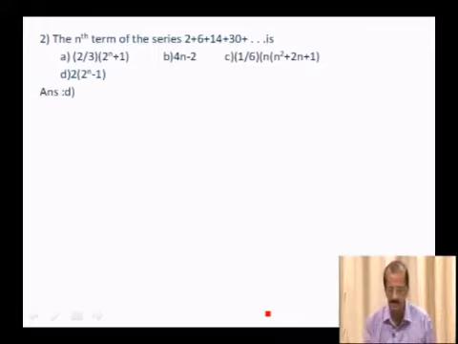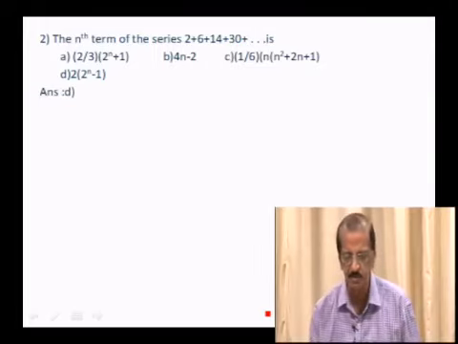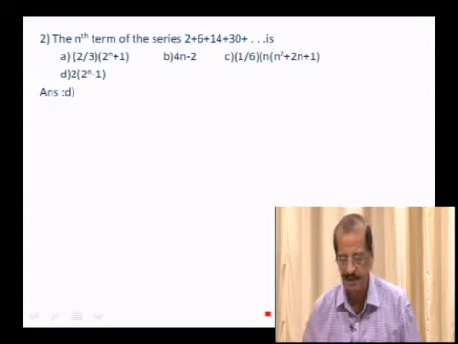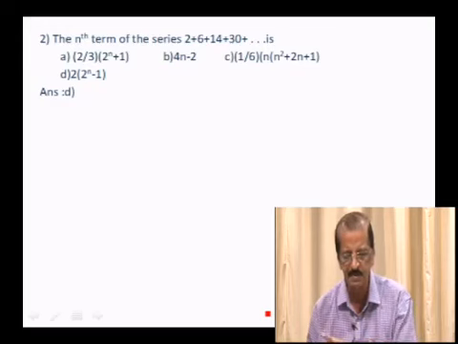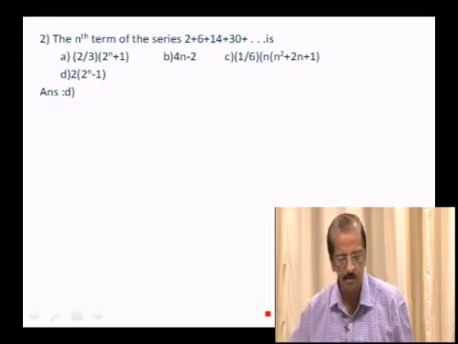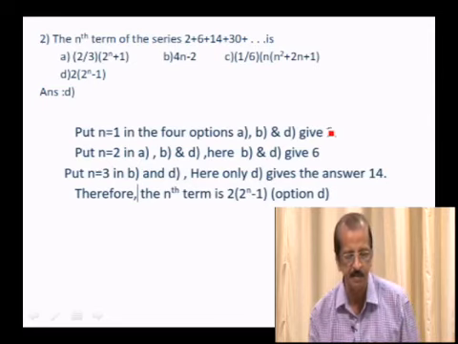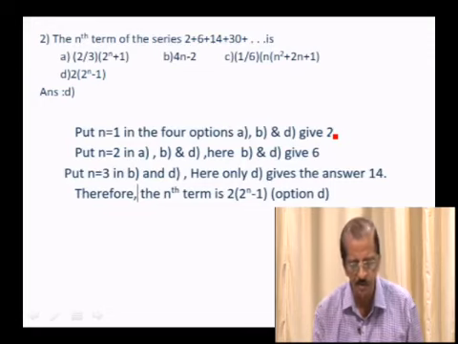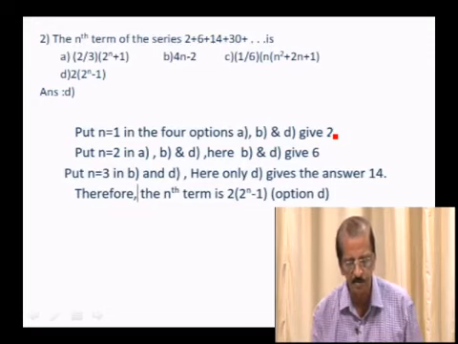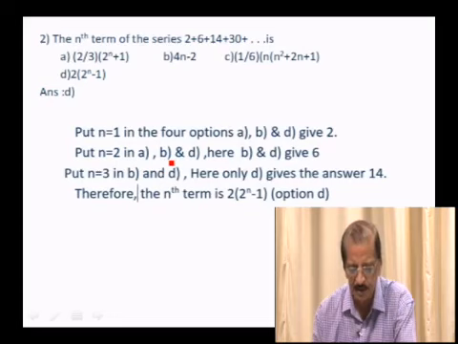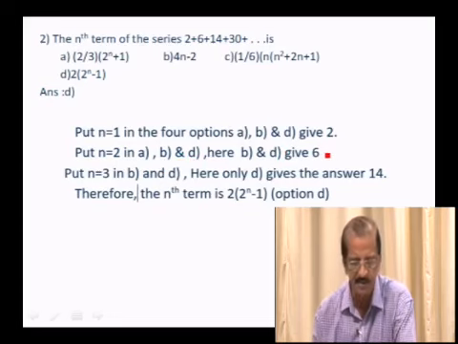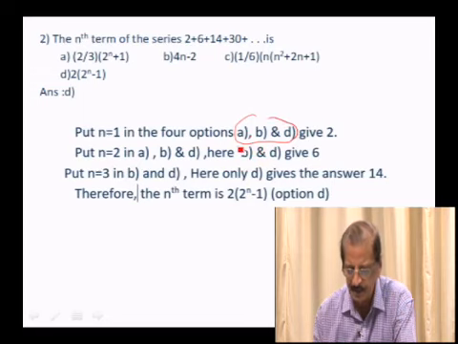The nth term of the series 2 plus 6 plus 14 plus 20, 30 etc. ನಾನು ಅವಾಗಲೇ ಹೇಳಿದೆ n term ಅಂತ ಬಂದಾಗೆಲ್ಲ ತುಂಬ ಕಷ್ಟಪಡಬೇಡಿ, ತುಂಬ ಸುಲಭ. ಈ ಆಪ್ಷನ್ಸನ್ನು ಹಾಕಿ, n is equal to 1 ಹಾಕಿ. ಸೊ n is equal to 1 ಆಪ್ಷನ್ಸನ್ನು ಹಾಕಿದಾಗ ಎ ಬಿ ಆ್ಯಂಡ್ ಡಿನಲ್ಲಿ 2 ಬಂದುಬಿಡುತ್ತೆ. ಆದ್ದರಿಂದ ಡೋಂಟ್ ಸ್ಟಾಪ್ ದೇರ್. n is equal to 2 ಹಾಕಿ, ಸಬ್ಸ್ಟಿಟ್ಯೂಟ್ ಮಾಡಿದಾಗ ಎ ಬಿ ಆ್ಯಂಡ್ ಡಿನಲ್ಲಿ, here also B and D give 6. ಈ 3 ಆಪ್ಷನ್ಸ್ನಲ್ಲಿ ನೀವು ಹಾಕಿದಾಗ ಬಿ ಆ್ಯಂಡ್ ಡಿನಲ್ಲಿ ನಿಮಗೆ 6 ಬರುತ್ತೆ.